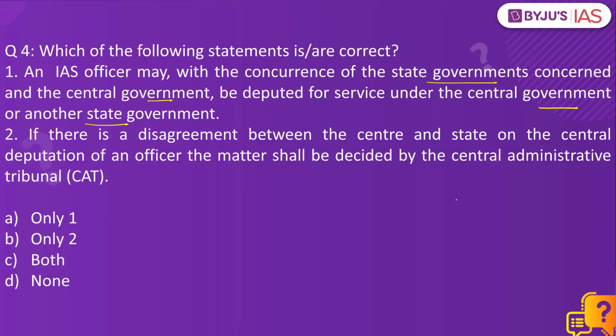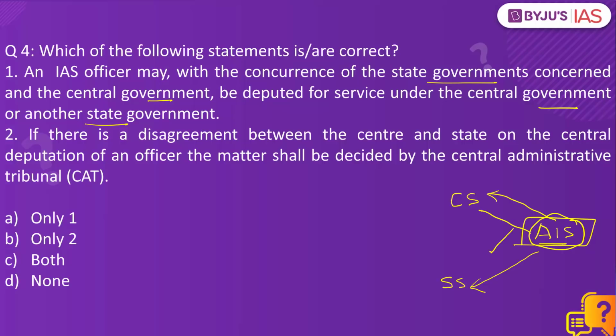We need to understand that we have something called central services. We have state services as well. And then we have all India services. That means all India services are in addition to central services and the state services. And these all India services are common to both center as well as states. And we have three all India services: IAS, IPS, and Indian Forest Service.